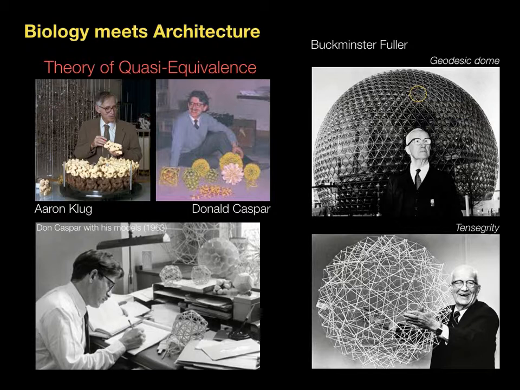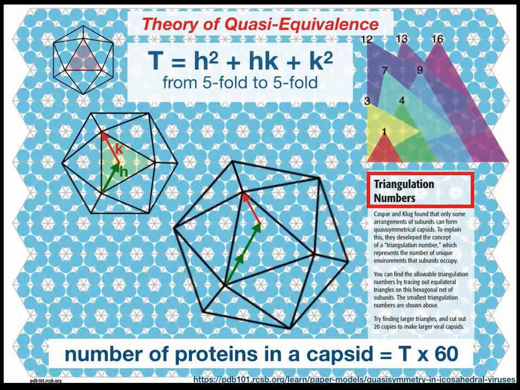So what's the theory of quasi-equivalence? How can you fit all these hexagons between the pentagons to have a sphere of any size? Well, what they came up with was a planar representation of how you can arrange the different subunits in a capsid. So here, let's look at the background of this image. We have a grid of hexagons, like the ones I was showing before, and then we can connect each of the centers of these hexagons by lines to form triangles. So in a virus, each of these blue circles would be a different protein.